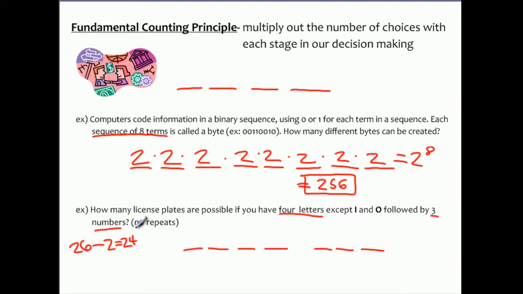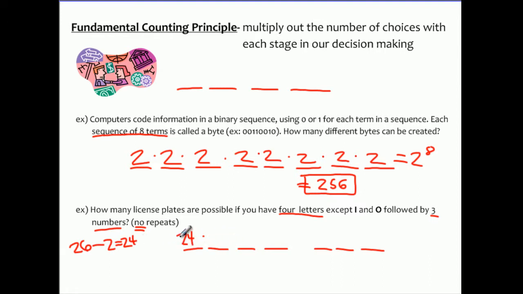But if we require no repeats, that means if I choose an A for this first position, I can't choose an A for any of these other positions. That's what they mean by no repeats. So we have a number of choices to make for the first position. We can pick anything from A to Z, excluding I or O. So we have 24 possible letters we can slide into the first spot.